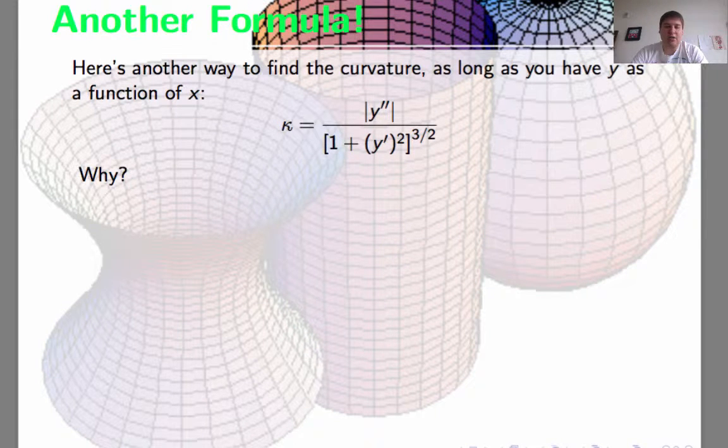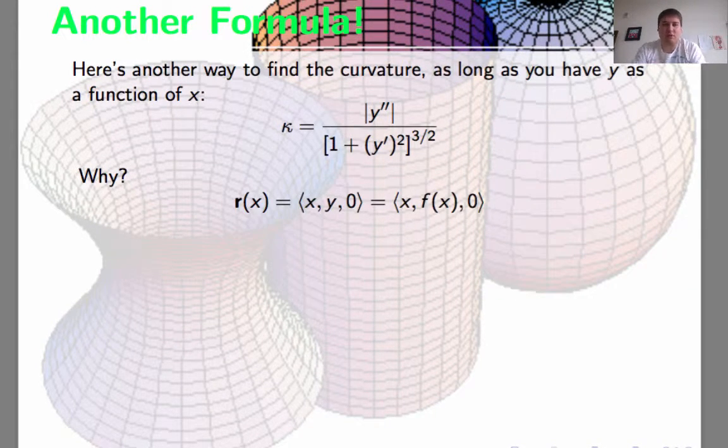What is going on here? Well, let me see if I can illustrate what's happening. Imagine that we have a vector valued function in 3-space, and it's given by x, y, 0.